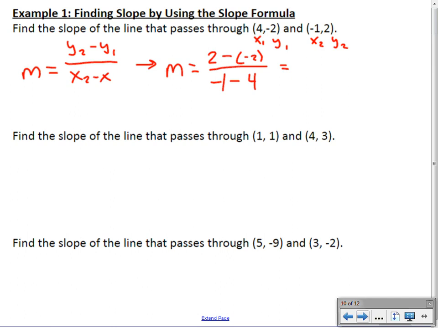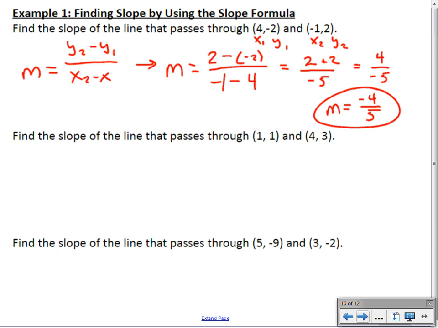And then we simplify. If I have 2 minus a negative 2, that's really 2 plus 2. Negative 1 minus 4 gives me a negative 5. I end up with 4 over negative 5, but when we talk about slope, we want our negative to be in the numerator. So we're going to write it as negative 4/5 instead. So without looking at the graph, we were able to identify that the slope between those 2 points that were given to us is negative 4/5. We would have to go down 4, right 5 to get to the next point on the line.